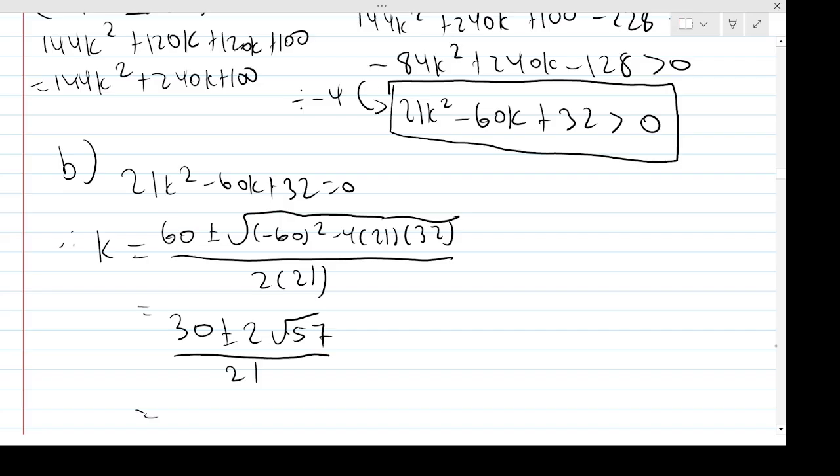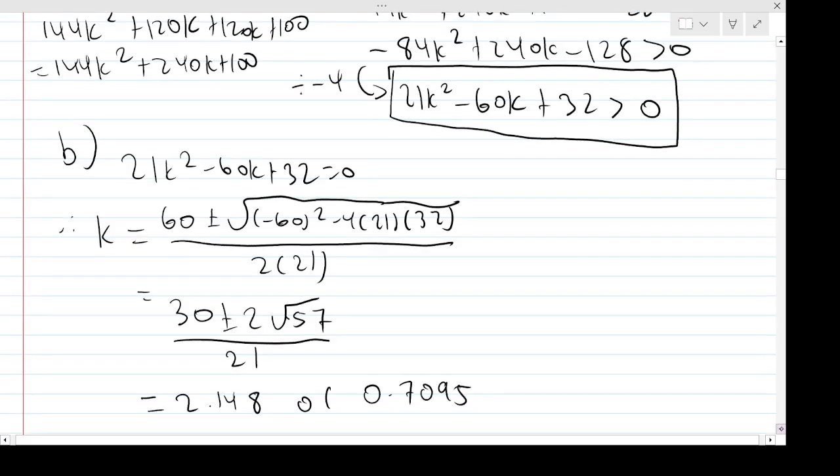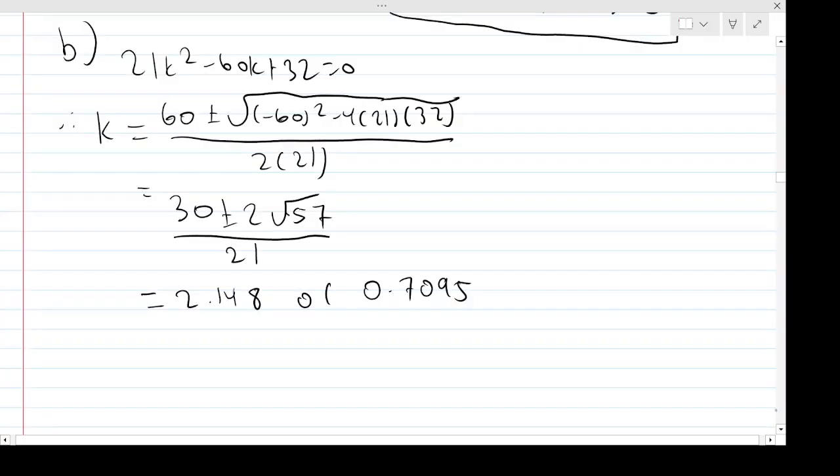And then as a decimal to help me visualise exactly what that number is, that would be either 2.147 or 2.148, I guess, to 3 decimal places, or 0.7075. I'll leave it there. It's just the decimal's a bit weird. Okay, so I'll leave it as that.